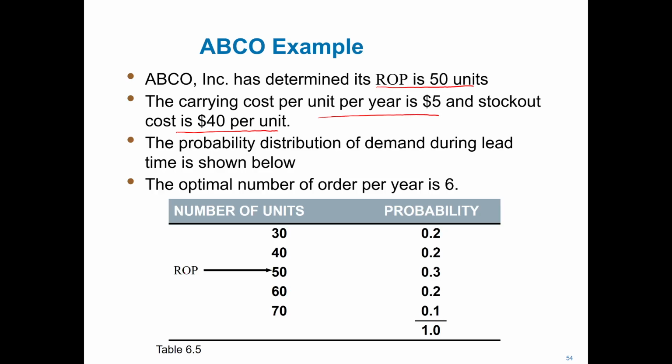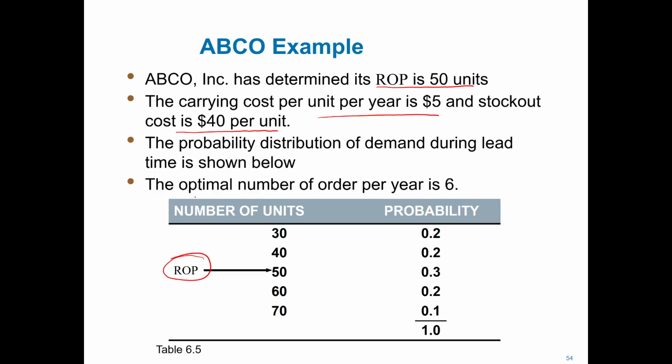And we have, let's say we are calling it ROP, that most of the chances are that if we keep 50 units, we will be able to supply most of the time. But of course the chances of 60 units occurring demand and 70 units occurring demand are also there. So these are the probabilities involved here.